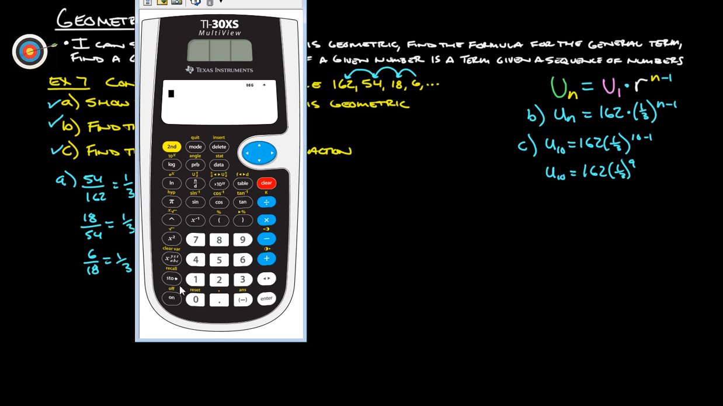Let's put that in our calculator, shall we? 162, parentheses, 1 divided by 3 is fine, or you can enter 1/3 as a fraction, either way. Then we take that to the 9th power and hit equals, and we get 0.008203, but they want it as a fraction. We can push this button and see if it gives it to us as a fraction. Oh, it does. Look, 2/243.